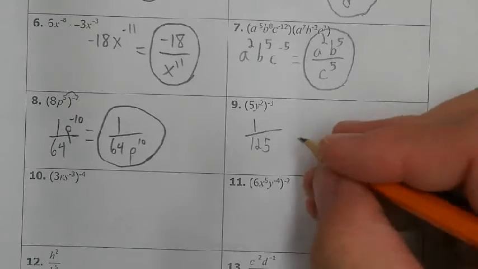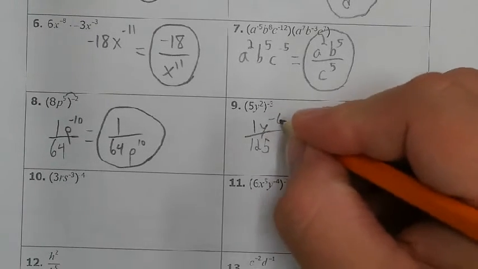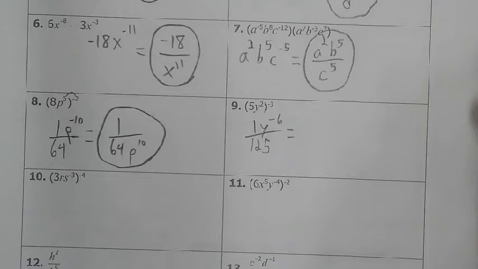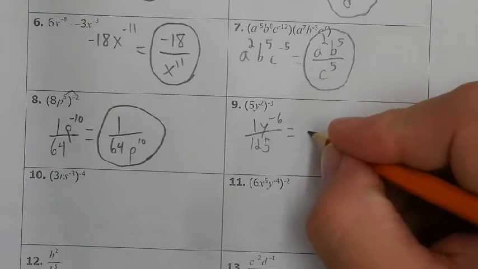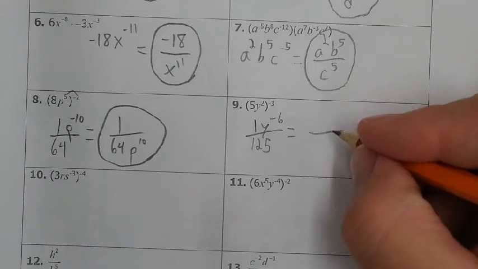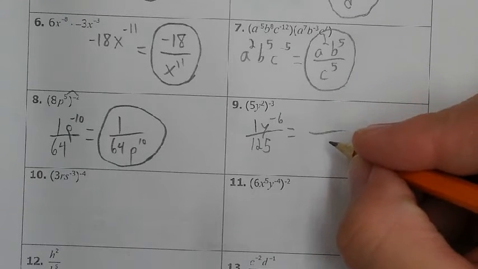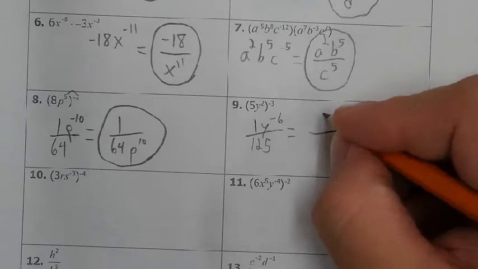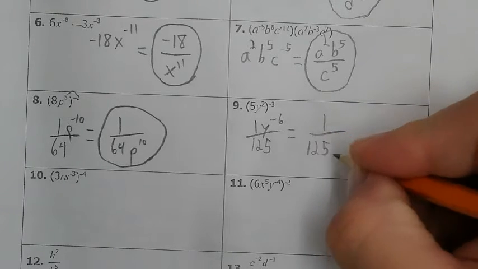What would our y change to? Negative 6. And then our final answer would look like 12 over 5, y to the negative 6. 1 over 125 to the power of 2. Y to the power of, yeah.